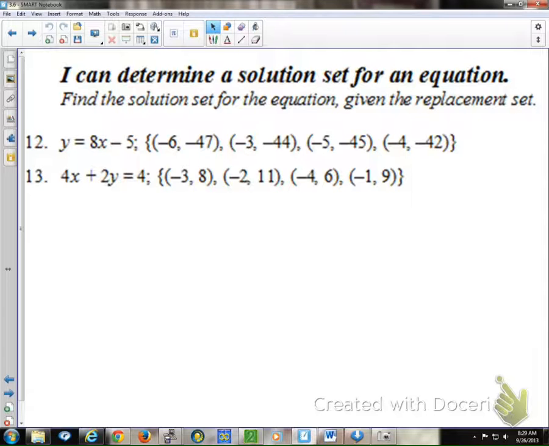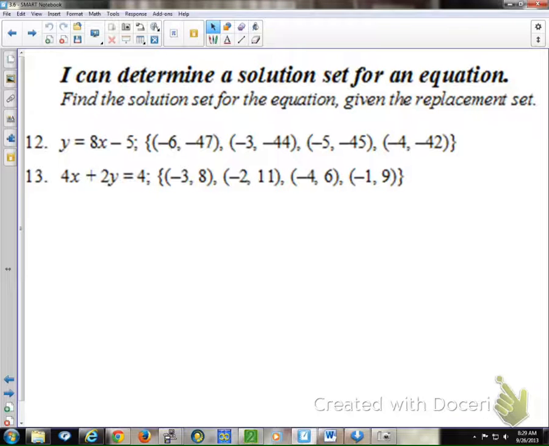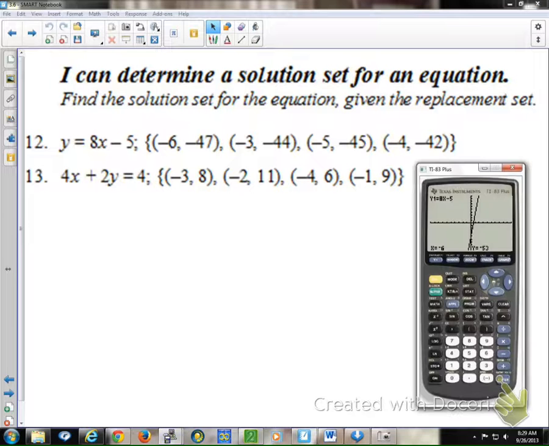It says, if you punch in -6, what? Mine's not doing that. Why don't you get a different calculator? Let me see it. Said no. Because this one's yours.